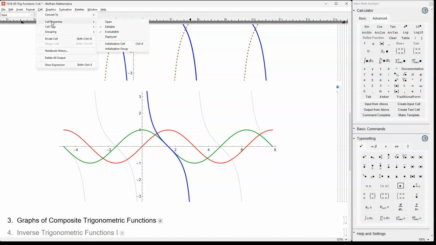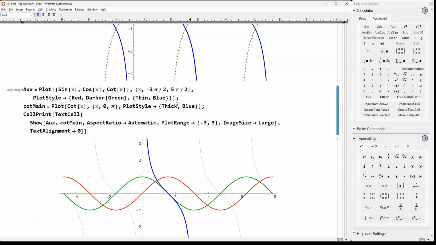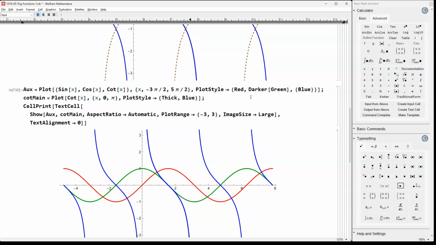Again, let me make this a little bit thicker. Alright. How about this? Okay, alright.